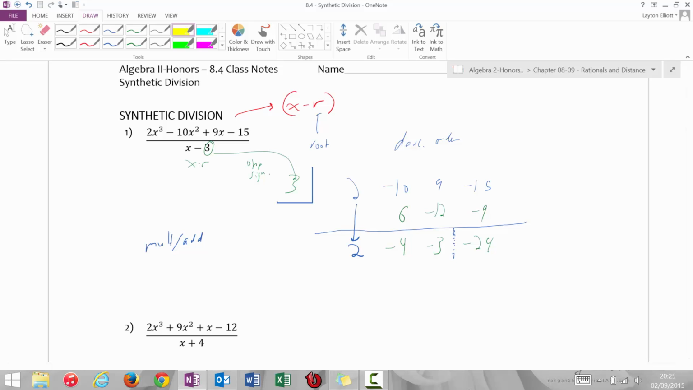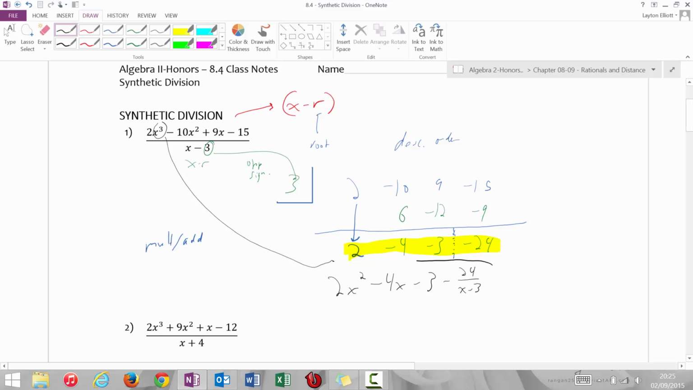What I want to do now is interpret my result, because what I just ended up with are the coefficients of my quotient. My quotient will be 1 degree less than what I started with, an x cubed. So this is 2x squared minus 4x minus 3. And the -24 is the remainder, so that's minus 24 over my divisor, x minus 3.